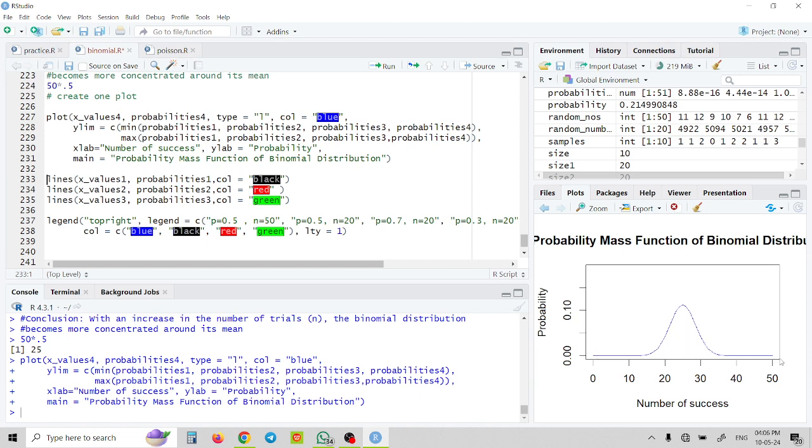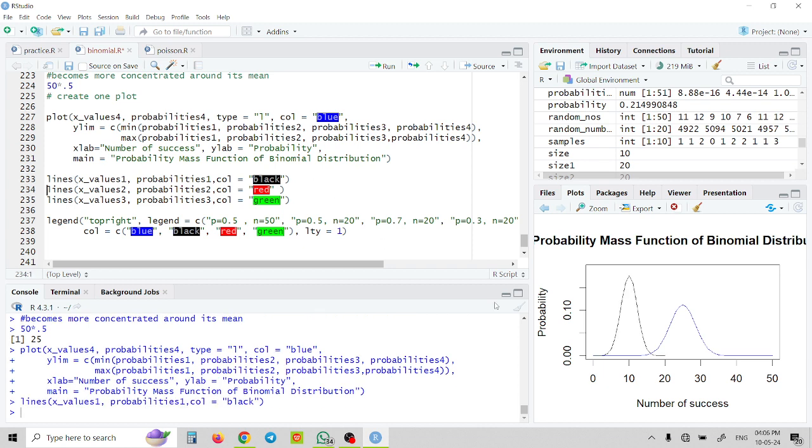Now we will add all the other cases. Using the lines function, we will use case 1, x values 1 and the corresponding probabilities 1, and make it black color.